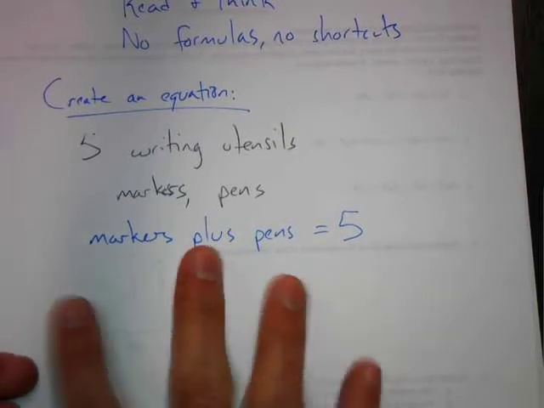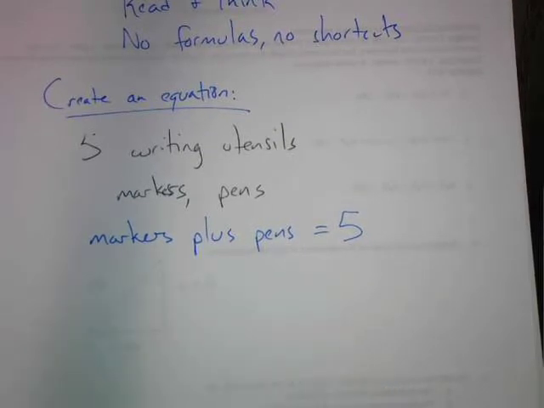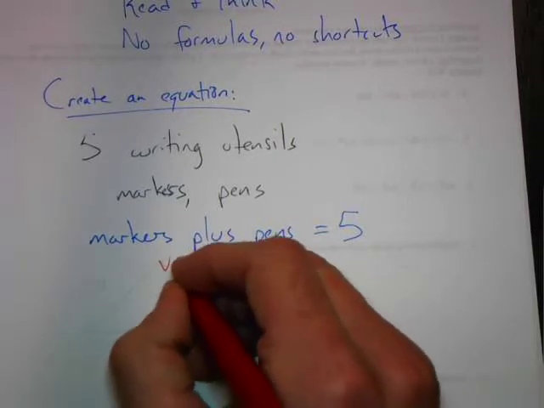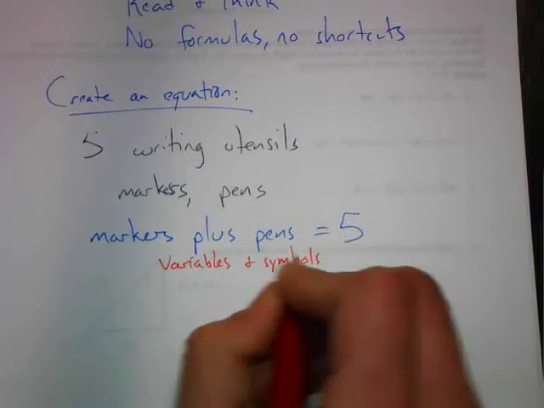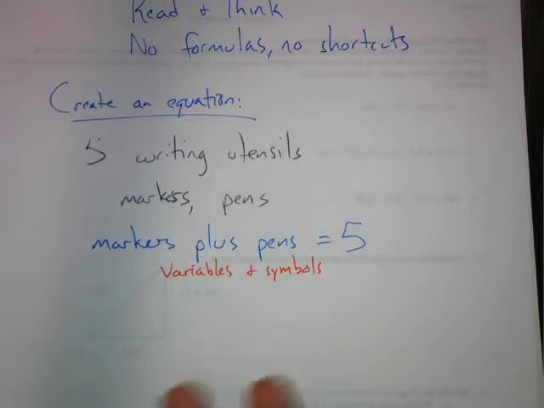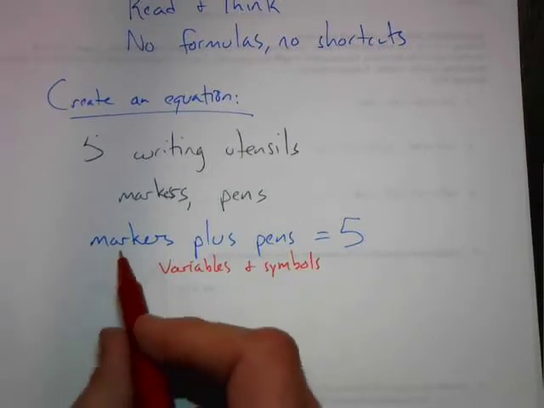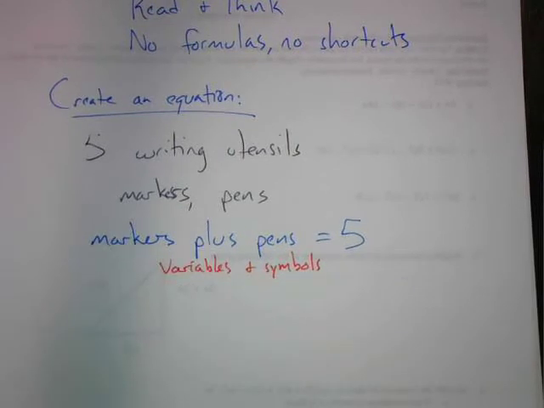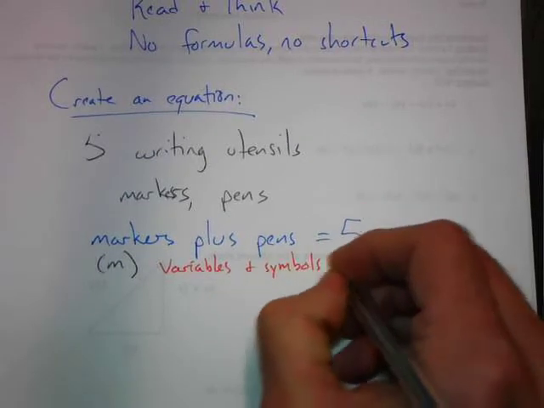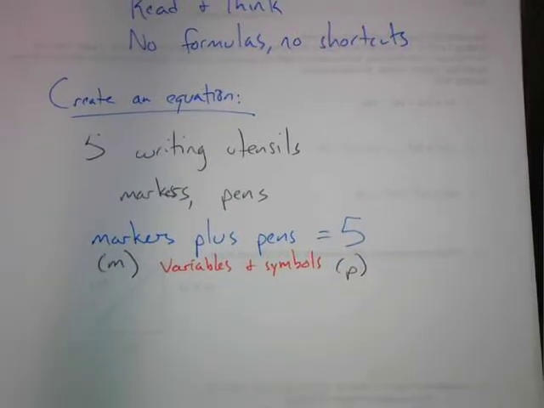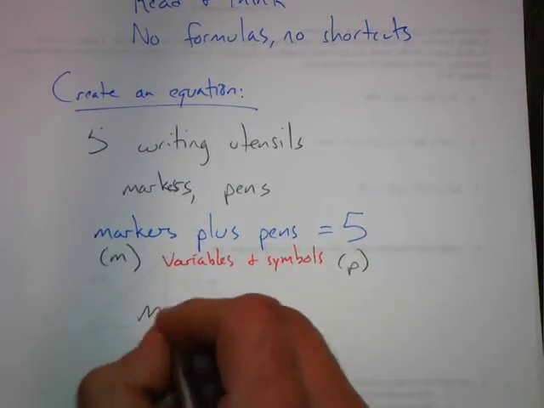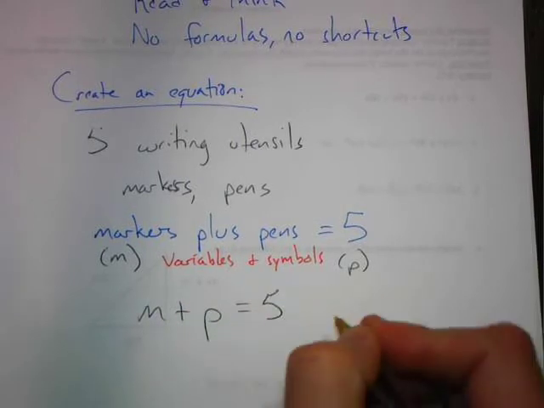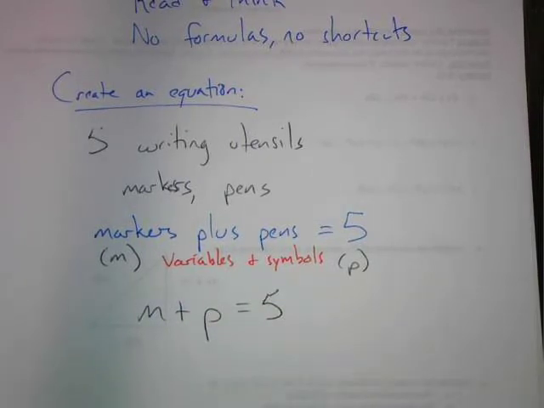Now, how can we make this a lot faster? If we introduce variables, that's going to make everything a whole lot easier. If we have variables and symbols, we can see an equation a lot easier. So we have to give a variable for our markers. Let's say we call our markers M, and then we're going to call our pens P. Can we rewrite this equation using variables? Absolutely. If it's markers plus pens equal to 5, that means we have M plus P is equal to 5. That's the concept that we're dealing with.